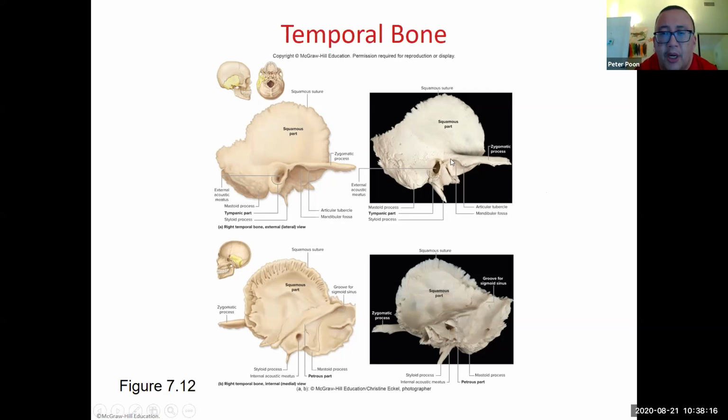Now comes a whole bunch of processes. A process is a part of the bone that sticks out, and it usually attaches to either another bone or a bunch of muscles that attach to that point. So here is the zygomatic process. This part down here is the mastoid process. This little sharp pointy thing is the styloid process.